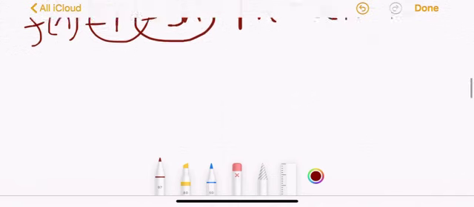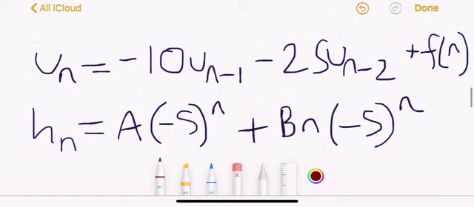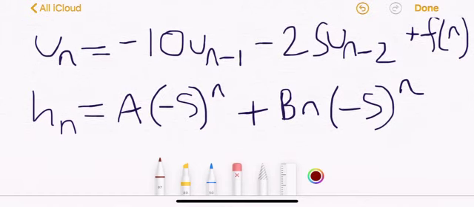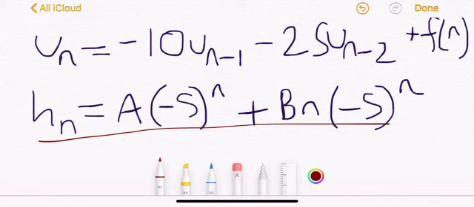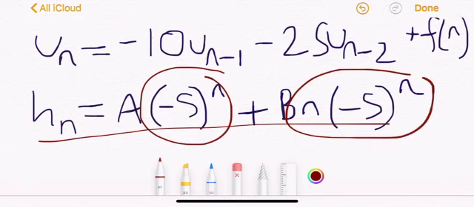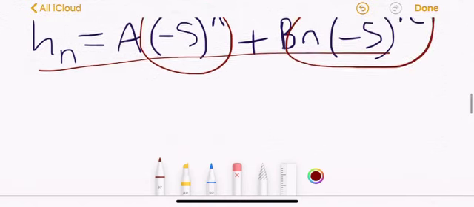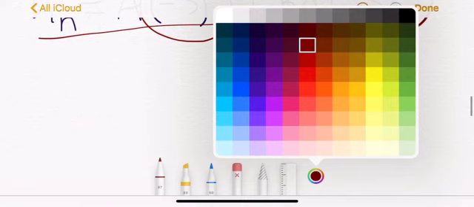Okay, well, the next relationship we had was this one here, and we had the general solution here to the homogeneous relationship. So what f of n's will cause us problems here? Well, anything with a minus 5 to the n is going to cause us problems, and also anything with an n minus 5 to the n is going to cause us problems. So let's consider some things that can happen here.